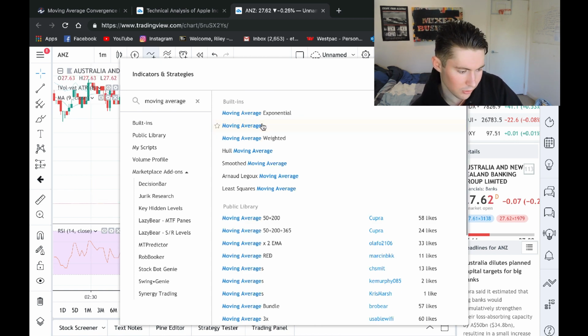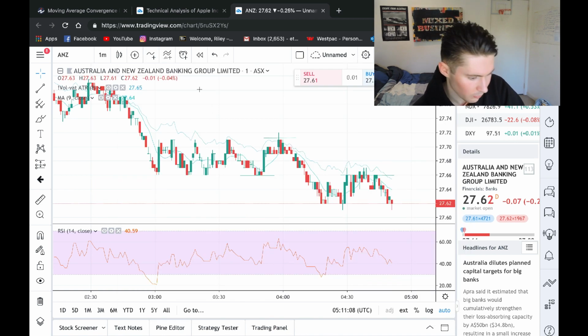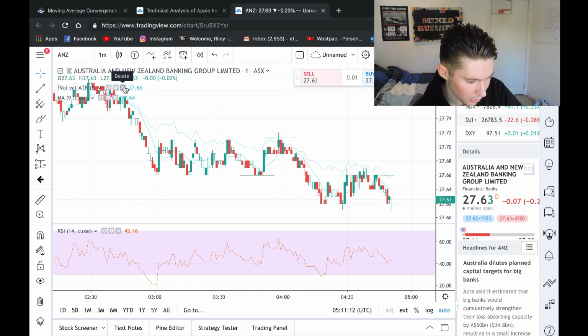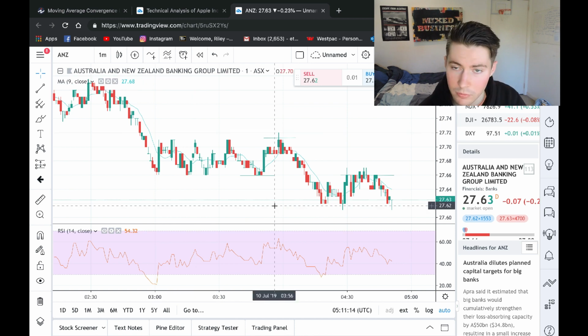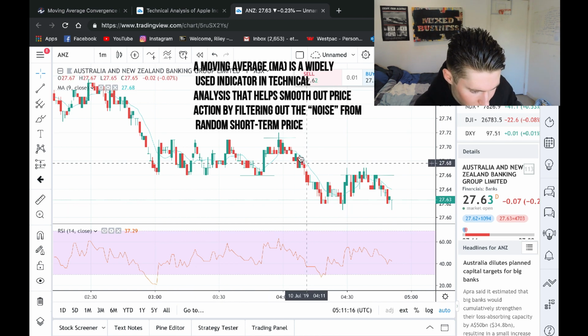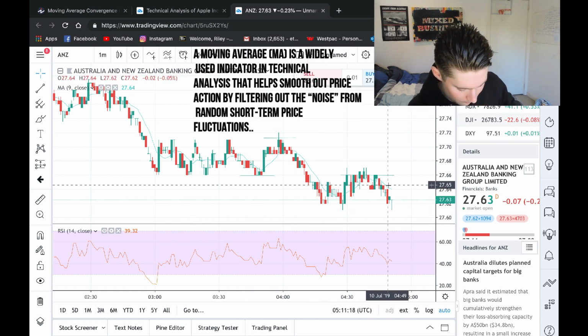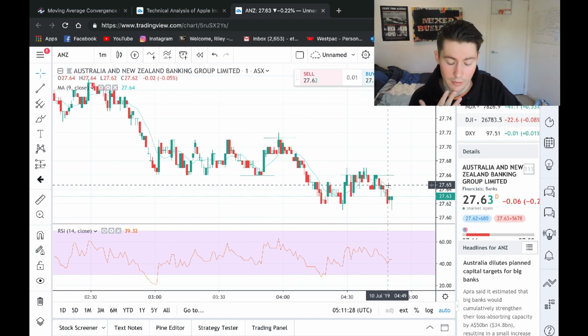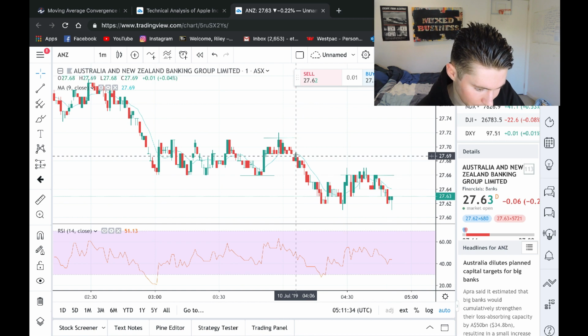Moving average. Now there's also an exponential moving average, but we won't get into that today. I'm going to get rid of the float now, and now we just have the moving average on our chart. It's this blue line, it's sort of going everywhere. It helps smooth out price action by filtering short-term price movements. So that's essentially what the moving average does. An increase in the moving average signals an uptrend, whereas a decrease in the moving average signals a downtrend.